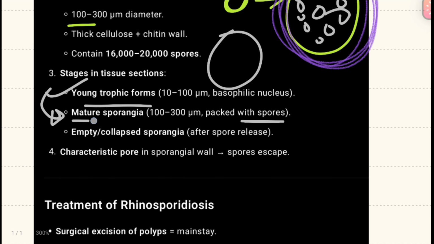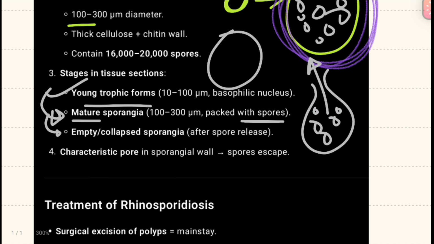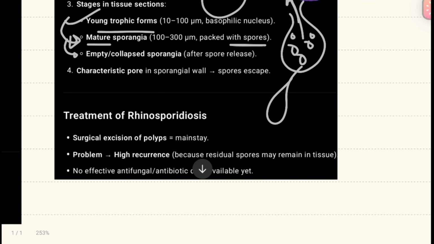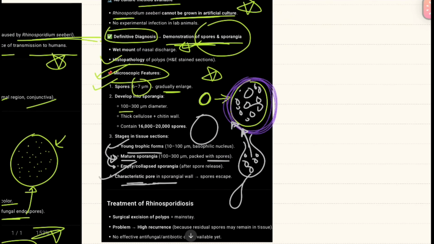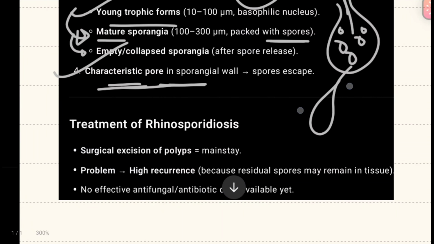And again, this mature sporangium will open as a pore, and via this pore, these endospores, the mature sporangial spores, will be released or escape. In such a condition, the sporangium will collapse. Such a section can also be visualized in the microscope, and the characteristic pore in the sporangium wall can also be seen. So this is about the microscopic features of the sporangia.